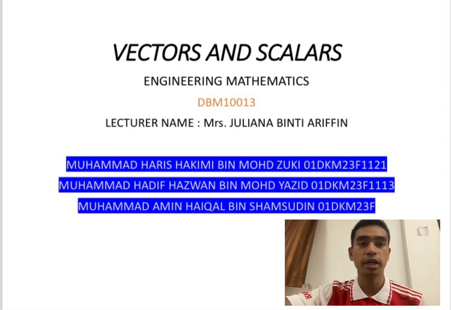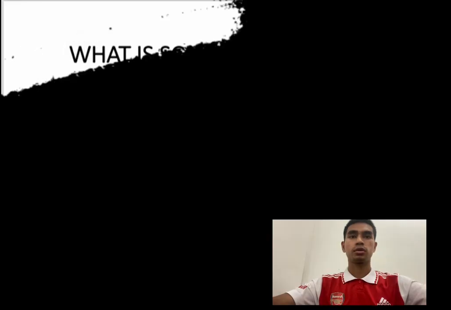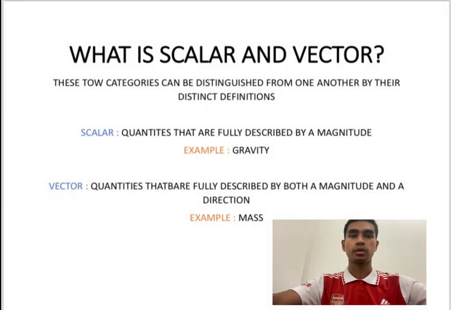Today we are going to share our slide, which is vector and scalar. What is scalar and vector? These two categories can be distinguished from one another by their distinct definitions. So scalars are quantities that are fully described by a magnitude, for example gravity.